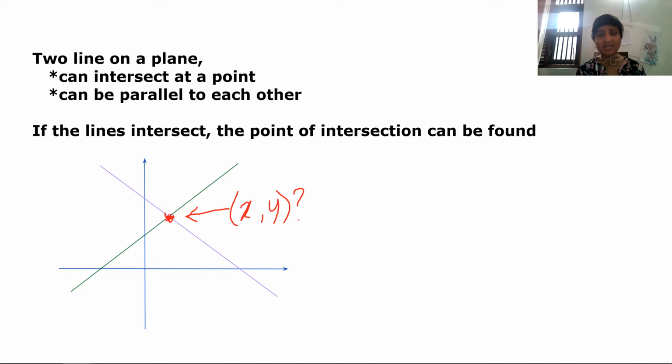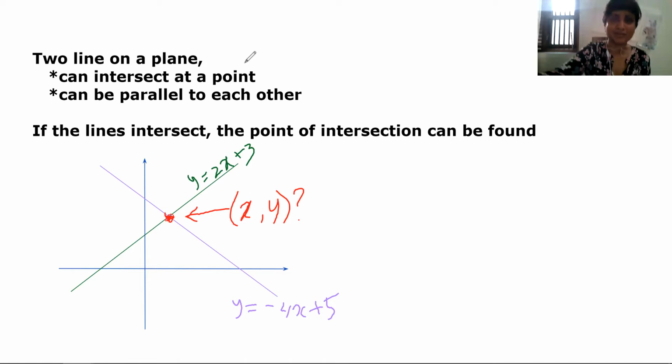Now, if you think of the green line, if I give you the equation of the green line, y equals, this is an example, y equals 2x plus 3. That's the same equation that comes to my mind all the time. And say the equation of the purple line is y equals minus 4x plus 5. How would you find the point of intersection of these two lines?